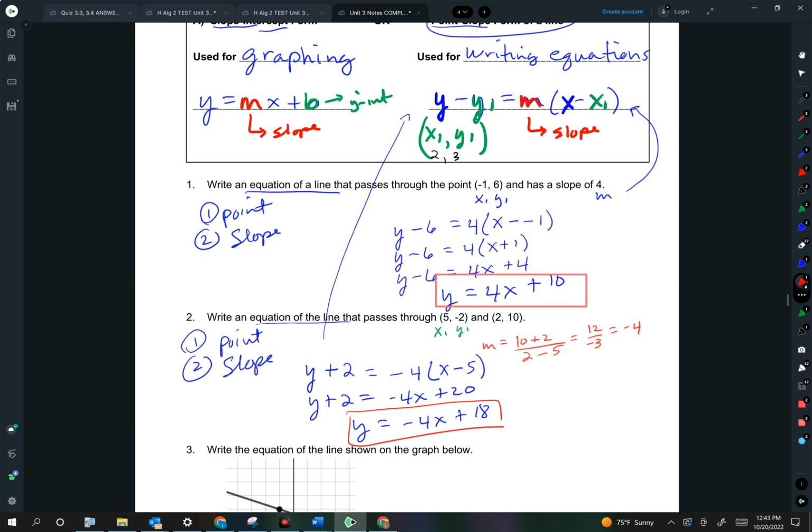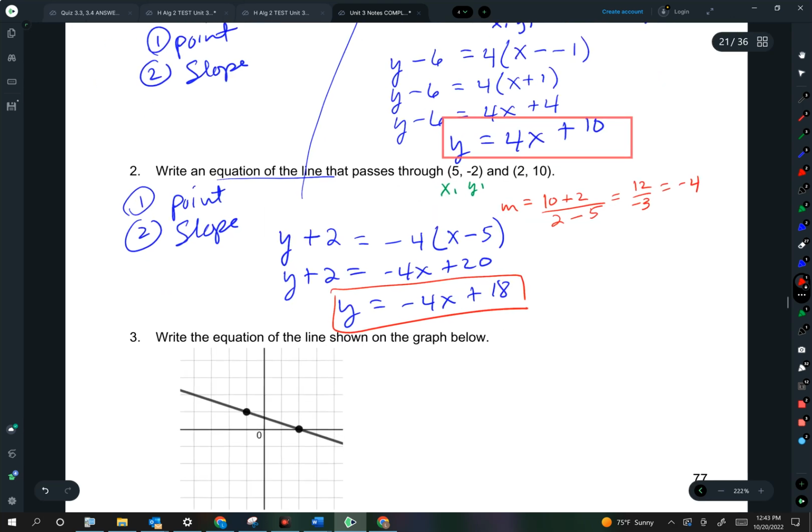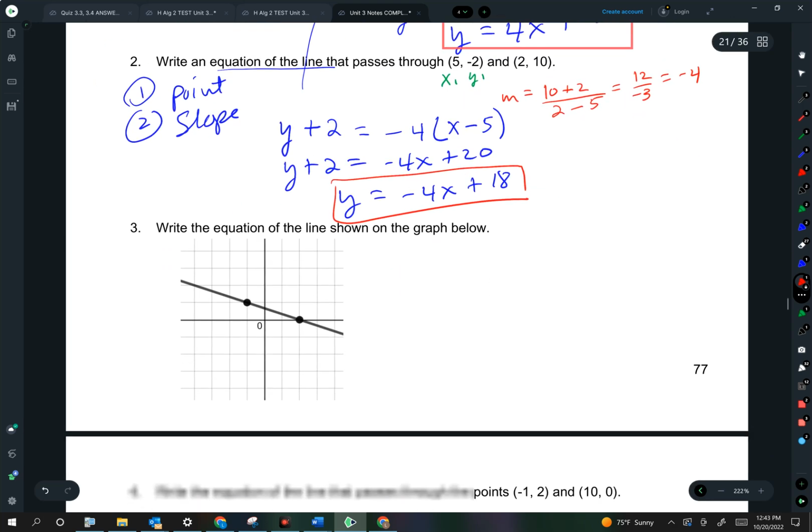Okay? So remember, if I'm writing the equation of a line, my go-to is to think point slope. All right, so when I look at number 3, it says write the equation of a line. Okay, so I'm thinking point slope. On the graph below, well, we've done some of this. In fact, on the quiz, I feel like we had some of these where we looked at the graph of a line and we were supposed to write the equation, but we only did them when we knew the exact y-intercept.